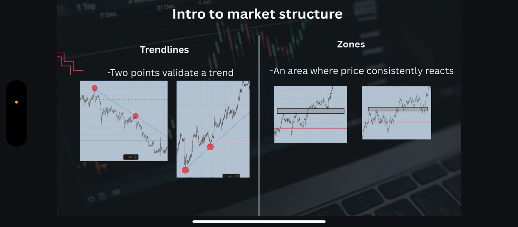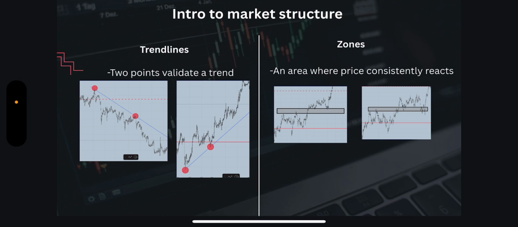Okay, next, when you are marking up your charts, you are going to be using trend lines and zones. That's how I'll be teaching you to do your top-down analysis. We are going to have a top-down analysis video where I actually show you on a live chart how to break down your chart from top to bottom. So trend lines are validated by 2 points. As long as you have 2 points going in the same direction, then you have a trend line.